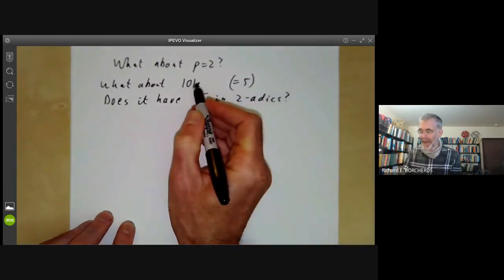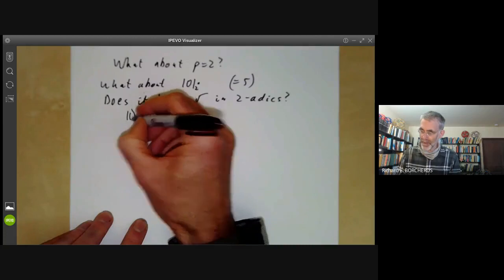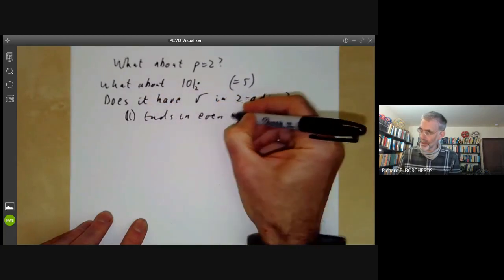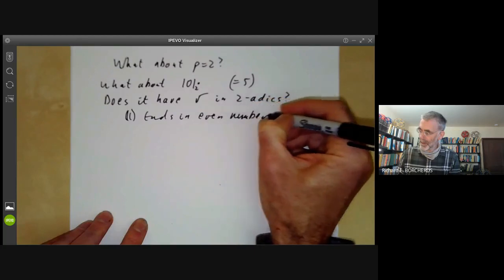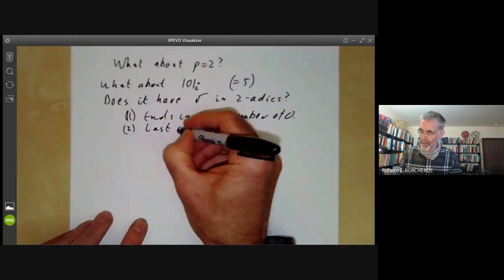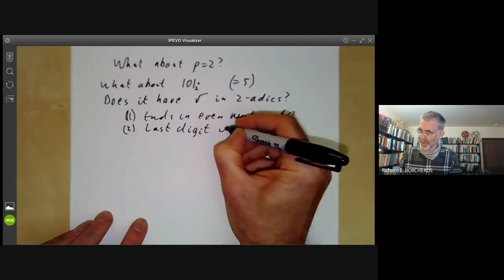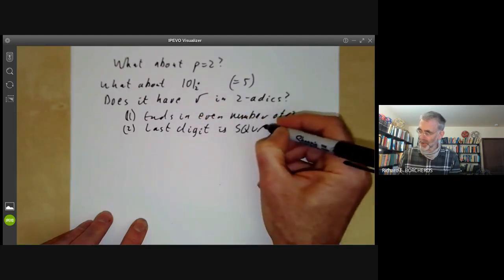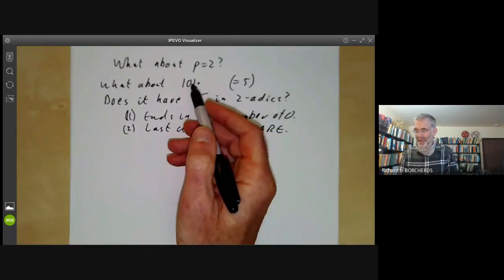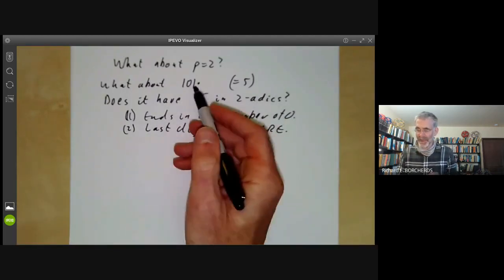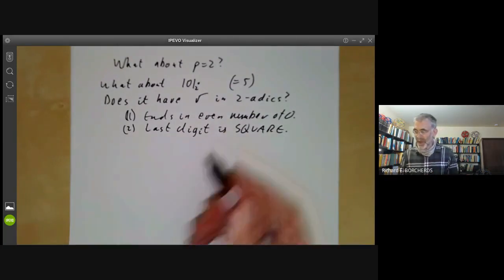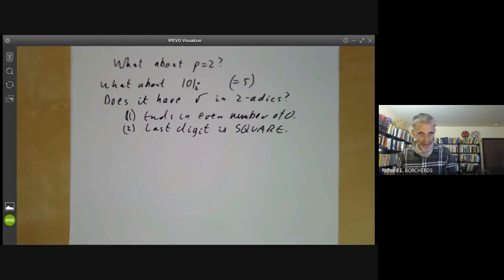Well, let's check. It ends in an even number of zeros. So that's okay. And secondly, the last digit is 1, which is obviously a square mod 2. So this satisfies all the conditions for something to have a square root in the p-adics for p odd. However, it doesn't have a square root in the two adics.